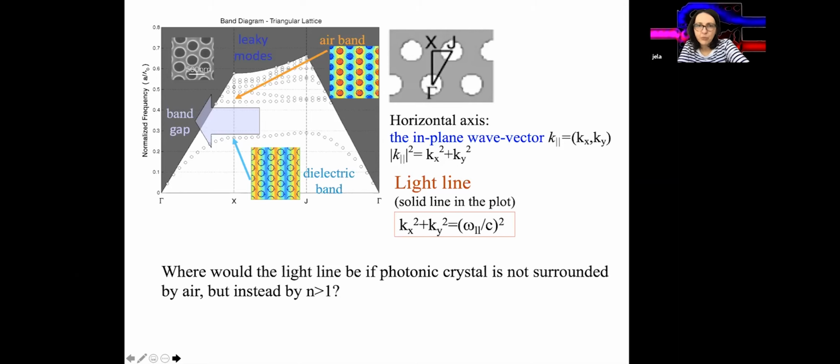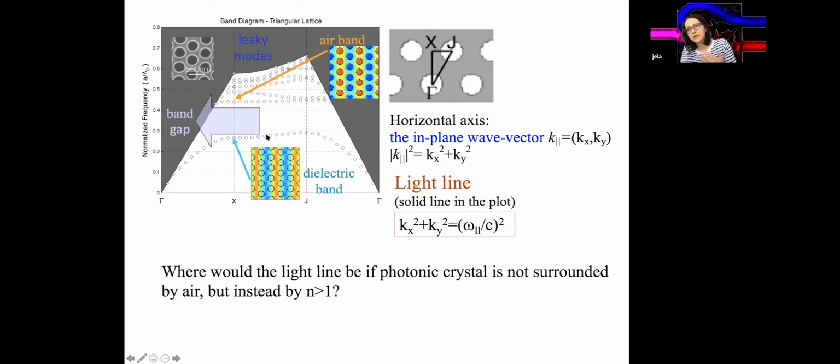So that's an important thing to keep in mind, that the light line also depends on what's surrounding your material. For the same reason, when you're surrounding the material with something that has a lower refractive index, you're increasing the number of free space modes around the material. So you have a smaller range of K vectors where you can define your resonator, right?